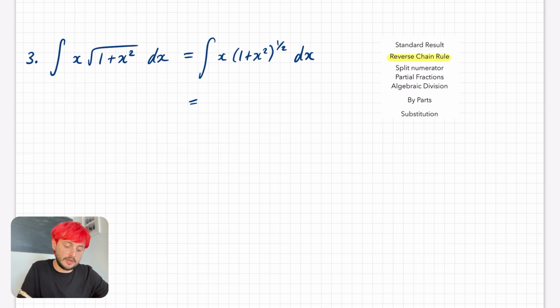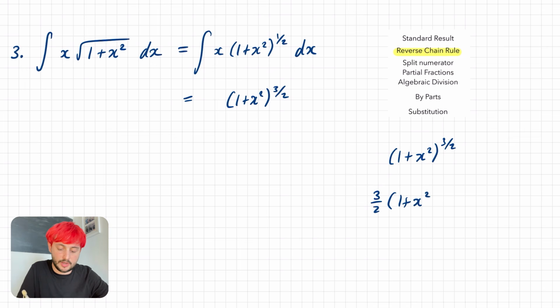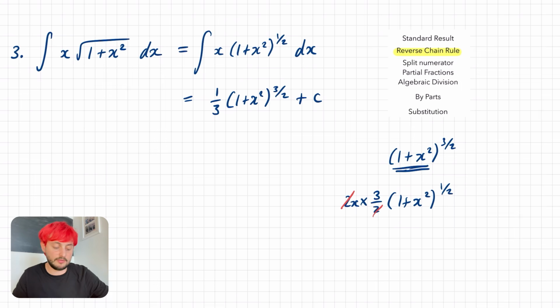So what I'm going to do is I know it's going to be (1 plus x squared) to the power of 3 over 2. I'm going to increase that power from a half to 3 over 2. And then over here, I'm going to differentiate it and see how I need to scale it. So first of all, to differentiate this, I'd have the 3 over 2, (1 plus x squared) to the half by decreasing the power, but I'd also need to multiply by the derivative of this, which is 2x. So you can see in this bit, the 2's would cancel, and I would just be left with a 3x that I've got here. So to scale it, I need to get rid of that 3 by doing a third here. So my answer is a third, (1 plus x squared) to the power of 3 over 2 plus c.